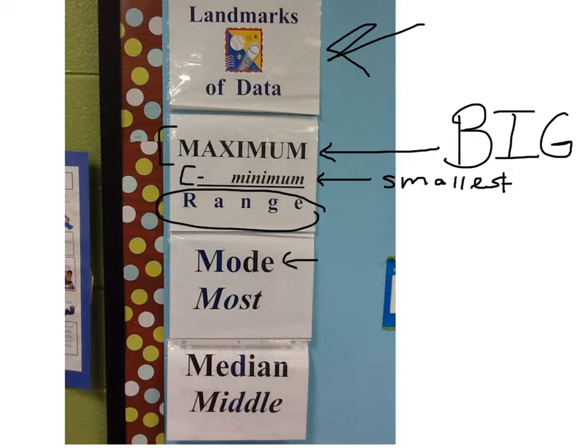The mode starts with MO. It means the most. What number appears the most often? And the median is the middle number. This whole chart is found right on the side bulletin board. You're welcome to use it at any time.